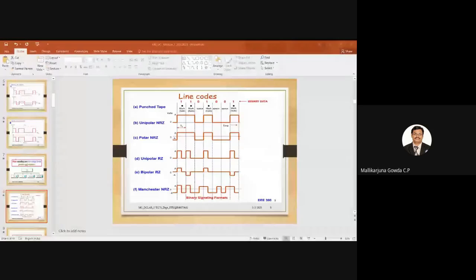Yes, what about Manoj? Manoj. Yes, Manoj. What about Girish? Girish. Sir. Yes, can you present polar return to zero waveform? Yes, sir. Hello, Rushank, what happened? Sir. Rushank, hello.